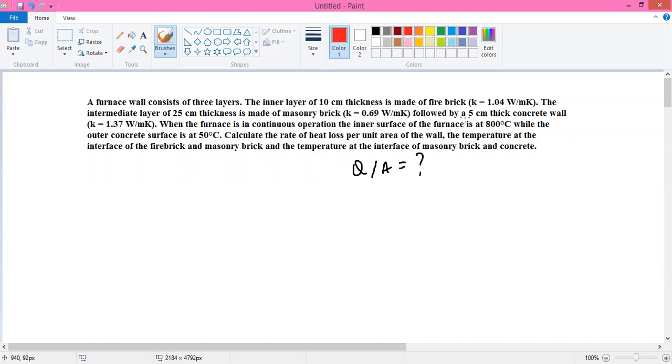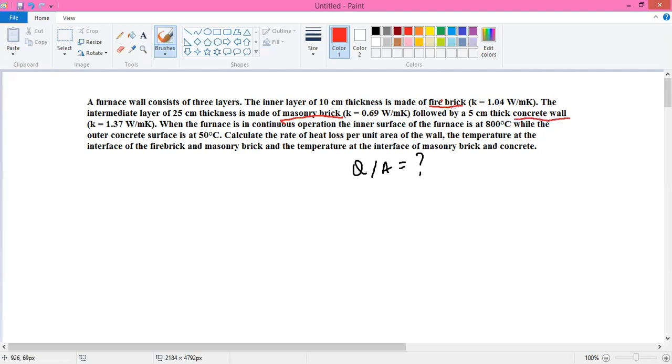That is followed by the concrete wall. The third layer is a concrete wall. Compared to fire brick and masonry brick, the thermal conductivity of the concrete wall is high. So first we have the fire brick, and then the second layer is the masonry brick, which means a hollow brick. The third element is the concrete wall.